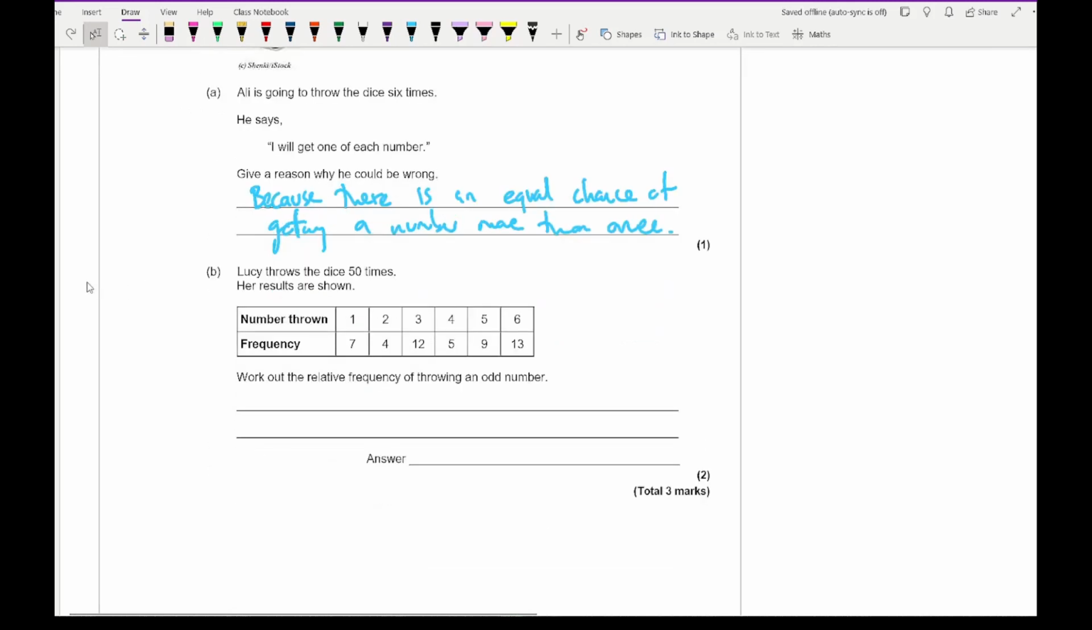It then says for B, Lucy throws the dice 50 times. Here are the results. Work out the relative frequency of throwing an odd number. So let's first of all work out the total number of odd numbers that she threw. So she got 7 ones, 12 threes, and 9 fives. If I add those numbers up, 7 plus 12 plus 9, that's going to leave me with 19, 28. So it's going to be 28 divided by 50. And then I can either leave my answer as 28 over 50, or write it as 14 over 25, or write it as a decimal, which gives me an answer of 0.56.